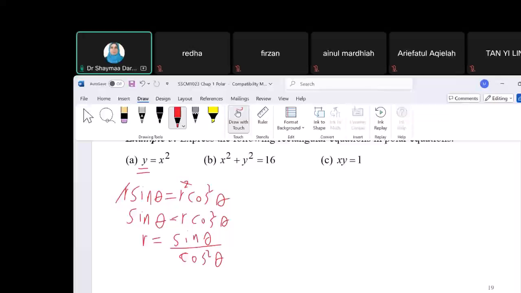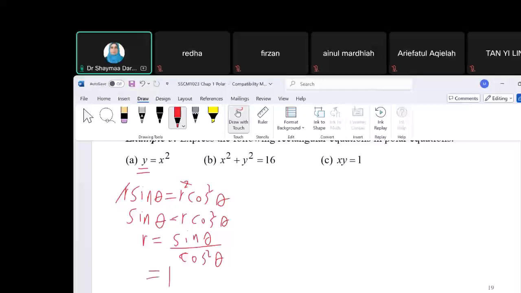Sine theta over cos square. Try to make r equal to a function of theta. R can be a function of theta, if possible. If you can separate r from theta, it is better. You can stop here, or you can simplify more.